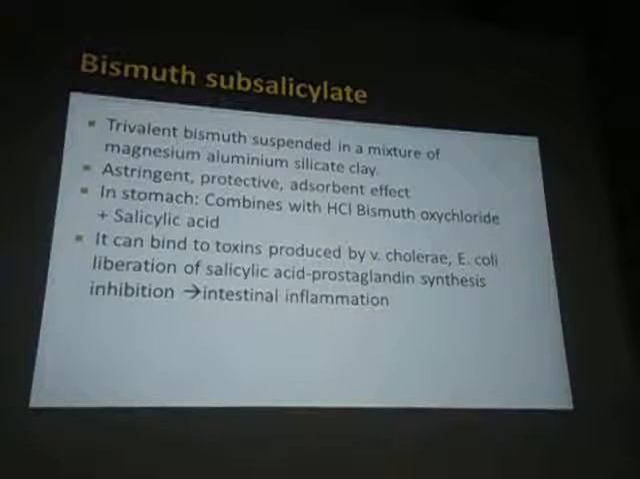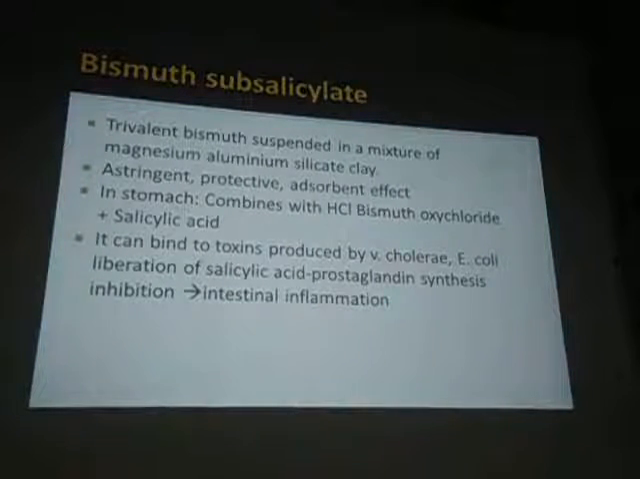Bismuth subsalicylate. Do you remember this drug? We discussed it in the antibiotic class of drugs. This bismuth subsalicylate is a trivalent bismuth suspended in a mixture of magnesium, aluminum, silicate, clay. The negative point about this is it can cause blackening of the tongue, due to the bismuth. And this acts as an astringent, protective, and adsorbent.